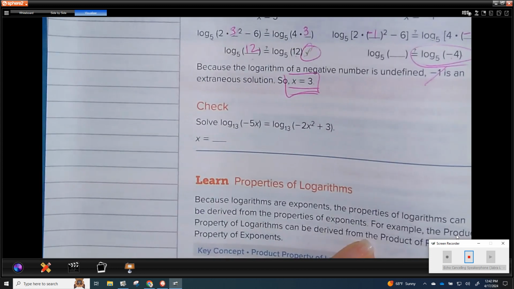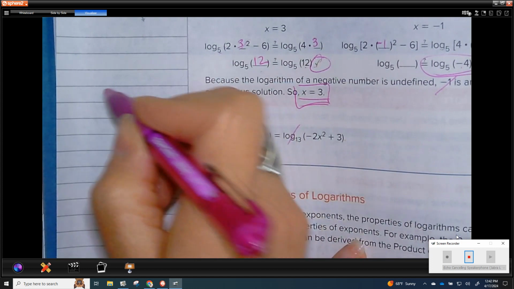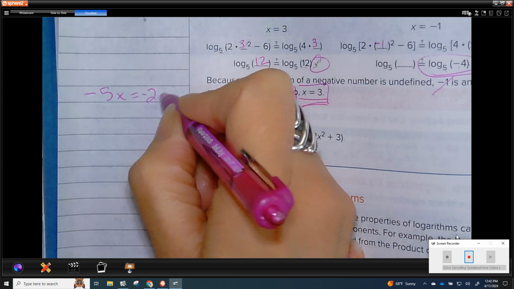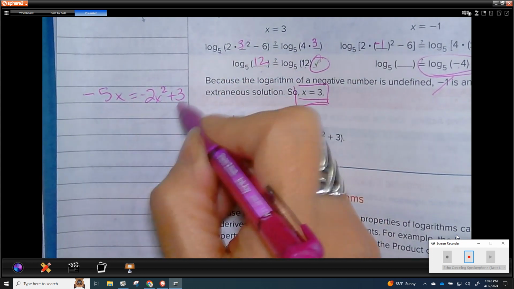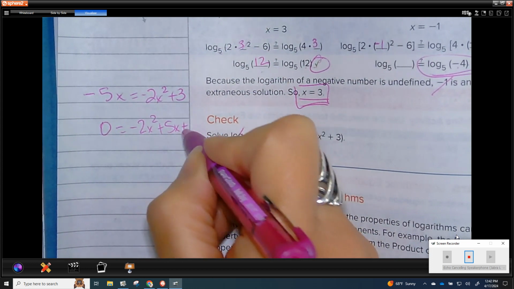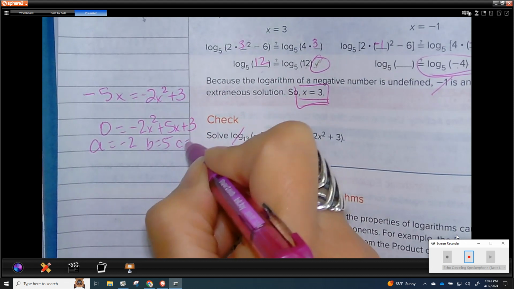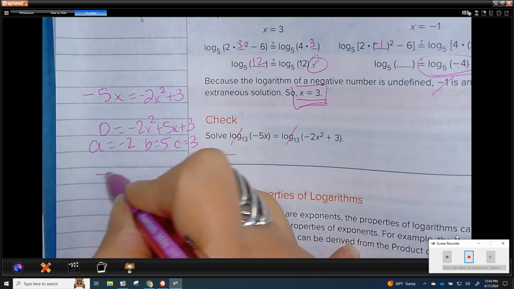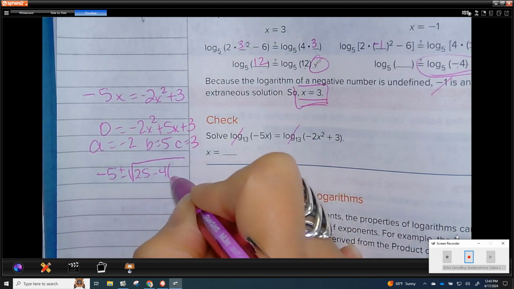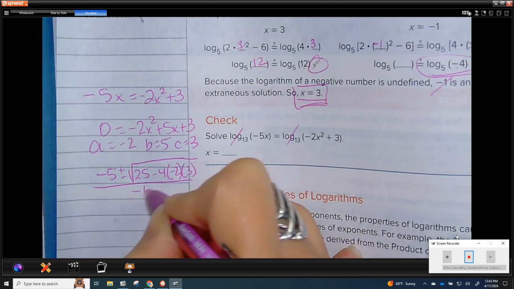This next check I'm going to do on this left-hand side, but already we have log on the same side, so I'm going to get negative 5x equals negative 2x squared plus 3. Move the 5x, get 0 because it's a quadratic. Now a is negative 2, b is 5, c is 3. Do quadratic formula, so negative 5 plus or minus the square root, square that, minus 4 times a times c, all over 2 times a.